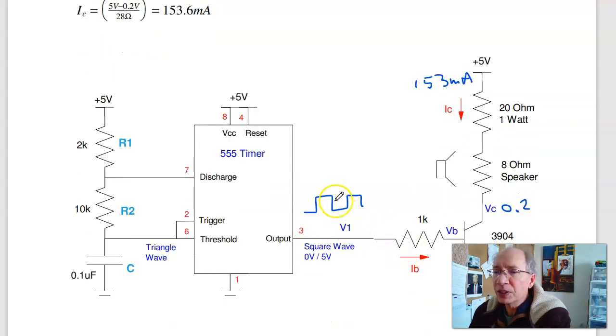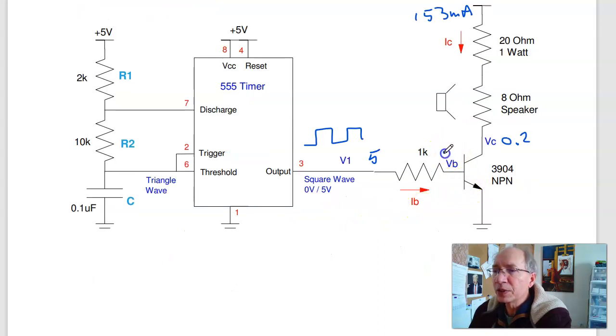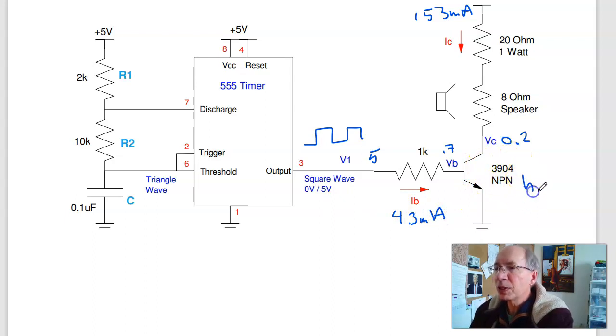IB, this current, this is 5 volts when turned on. This is a diode. Voltage drop across the diode is 0.7. 4.3 volts across 1K, 4.3 milliamps. And it depends upon the transistor you use. If you use a 3904, the gain HFE, or we call beta, is equal to 100. It's actually between 100 and 300. Worst case, if you take 100, that allows 430 milliamps to flow.